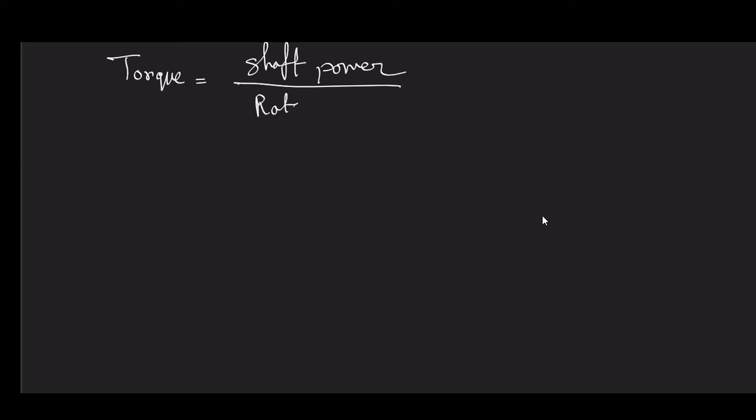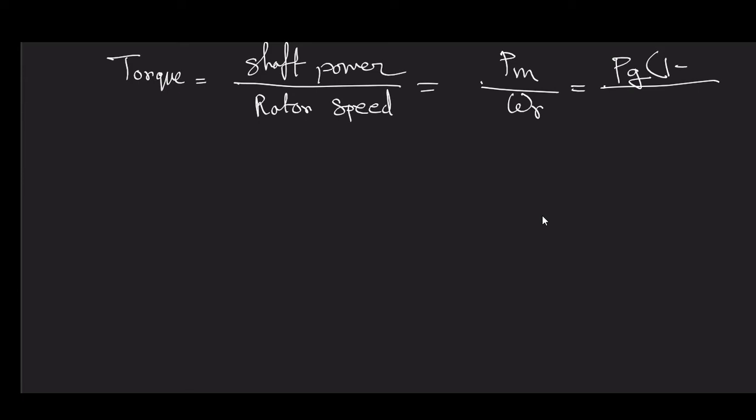rotor speed. So it is Pm by omega r. Now what is Pm by omega r? That is equal to air gap power Pg into 1 minus s, and this omega r is equal to what? Omega s into 1 minus s. So that gives us Pg by omega s. This is a very important relation.